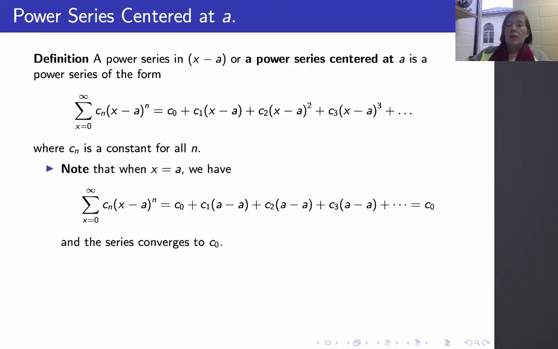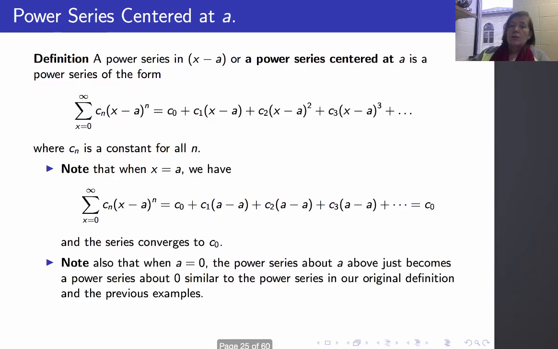Notice that when x is actually equal to a, this thing is going to converge. So when I plug in x equals a here, where a is some constant, I get the sum of c_0 plus c_1 times (a minus a) plus c_2 times (a minus a) squared. So any term with a power bigger than or equal to 1 here becomes 0, and the infinite sum is just c_0 plus 0 plus 0 plus 0, which is c_0. So this always converges when x equals a.